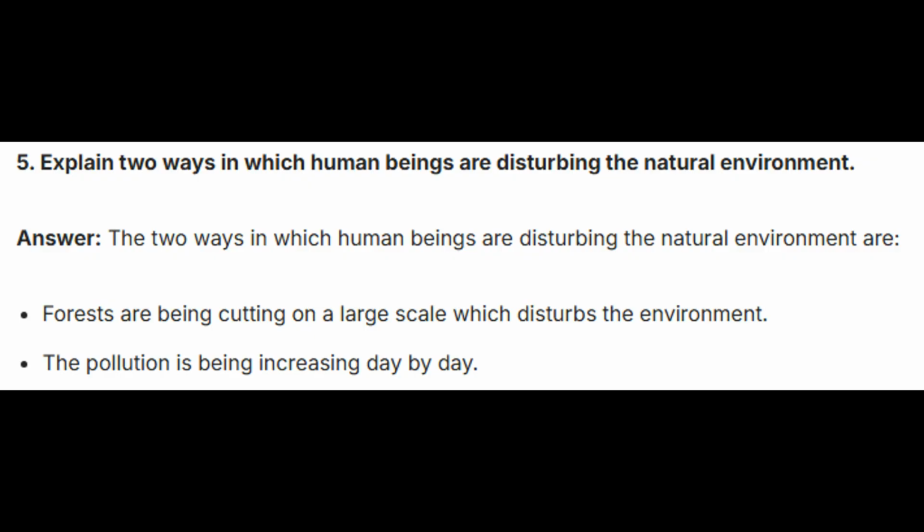Fifth, explain two ways in which human beings are disturbing the natural environment. Answer: the two ways in which human beings are disturbing the natural environment are: first, forests are being cut on a large scale, which disturbs the environment; second, pollution is increasing day by day.